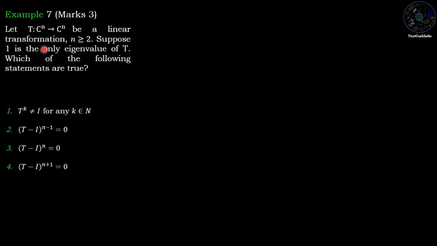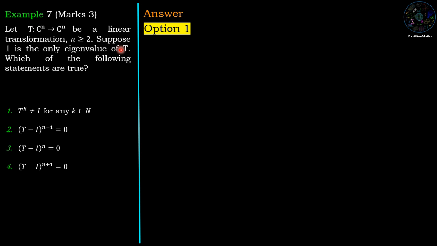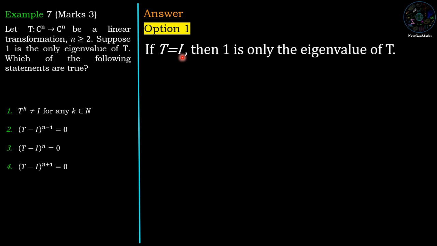So we are given T is a linear transformation from Cn to Cn and 1 is the only eigenvalue of T. That means all the eigenvalues of T are 1. Now we check all the options one by one. First option, T power k not equal to I for any k belongs to N. If we take T equal to identity matrix, then all the eigenvalues of identity matrix are 1. Therefore, if we take any power of T, that means I, will be I. So for all k belongs to N, T power k equal to I.